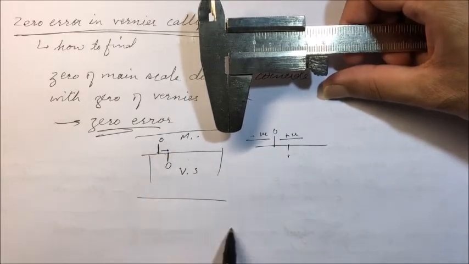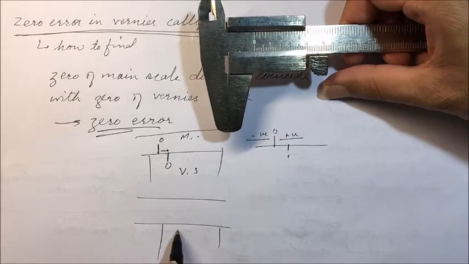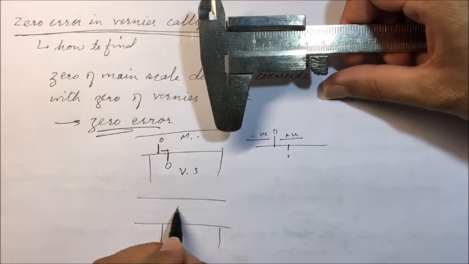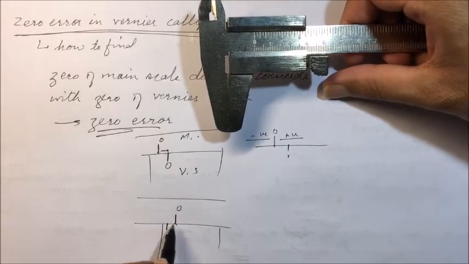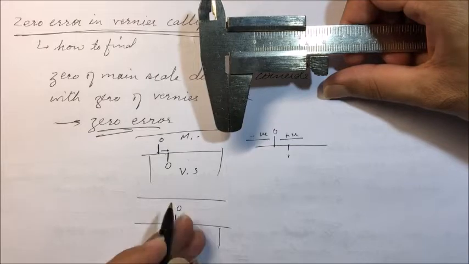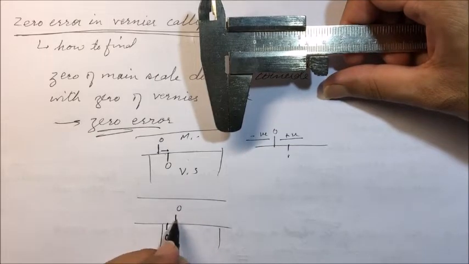Or it may be like this. This is the vernier scale. Here the zero of the main scale, zero of the vernier scale. This time zero of the vernier scale is lying before the zero of the main scale. It is on the left side of the zero of the main scale.